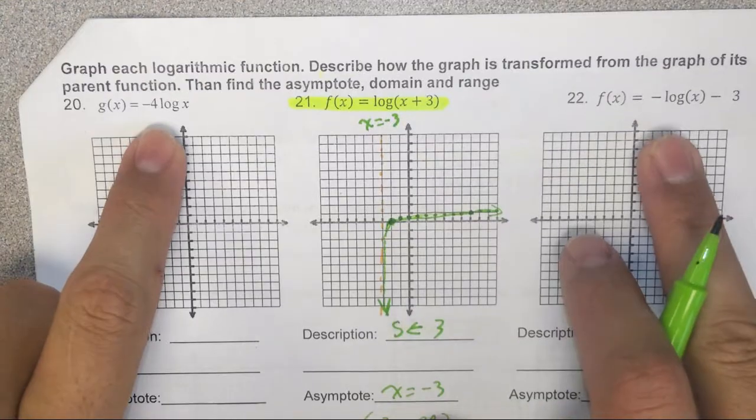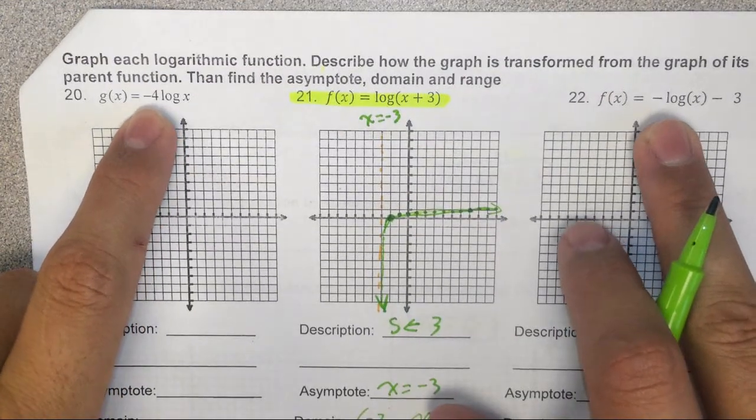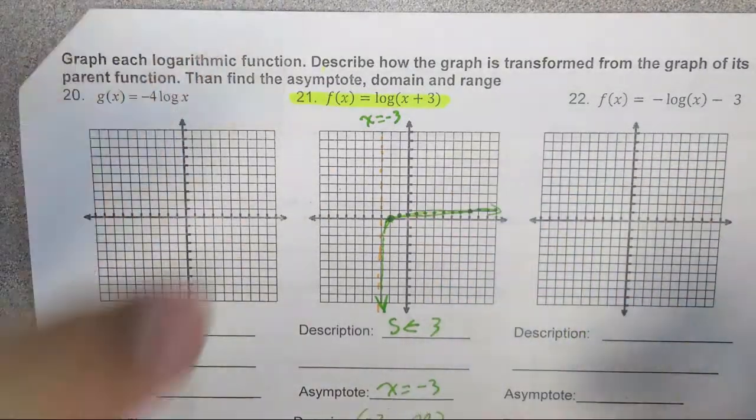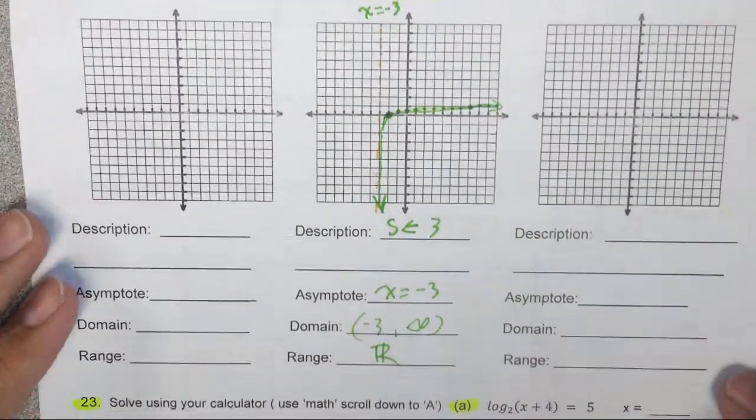The other two, the only thing I'm going to tell you is they are reflected, so they might be a little bit different. Like this, across the x-axis.